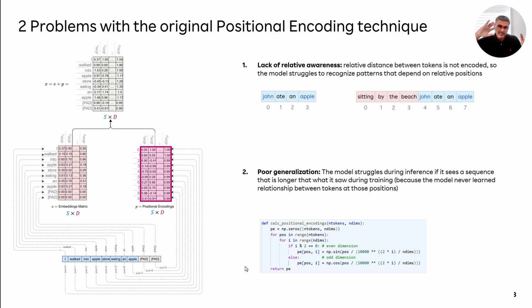But during inference, you're seeing much longer ones. And by the way, in today's usage of LLMs, we start asking a lot of questions. So the context is building. It's not just that you ask a question, you get an answer, and you're done with it.